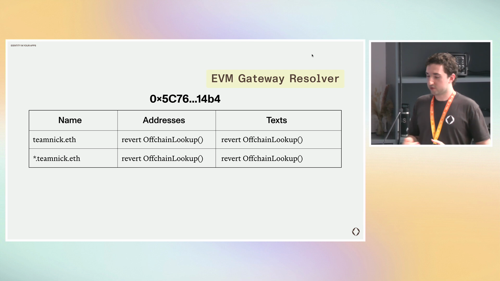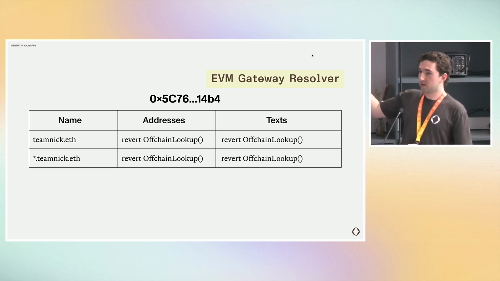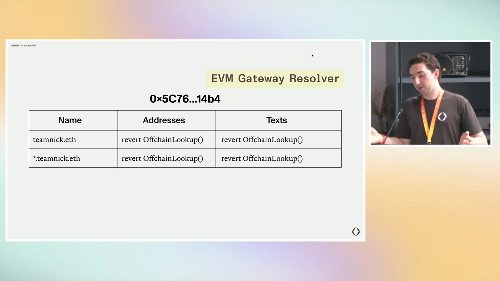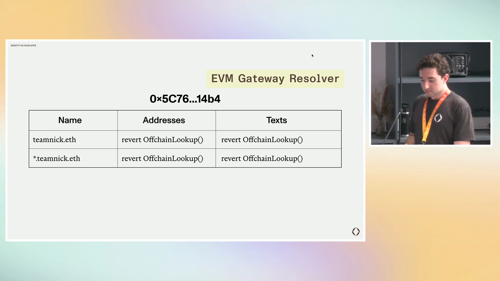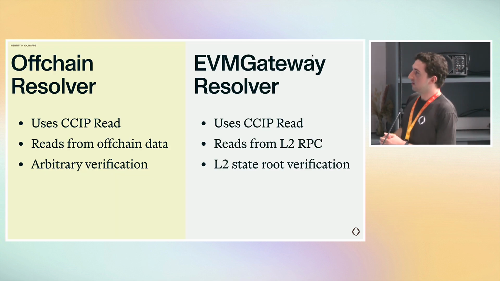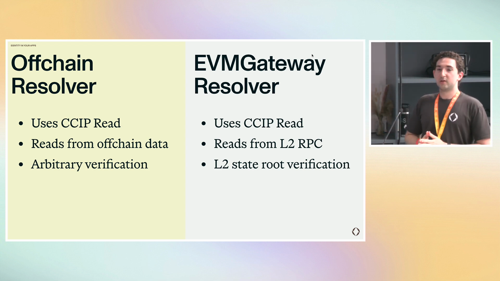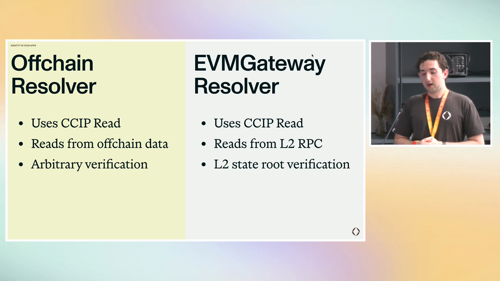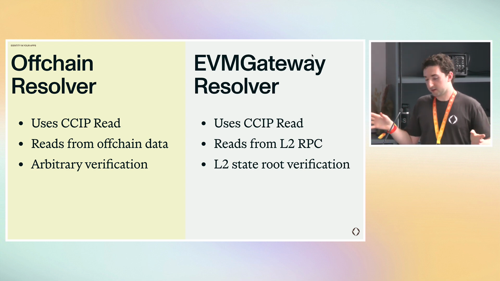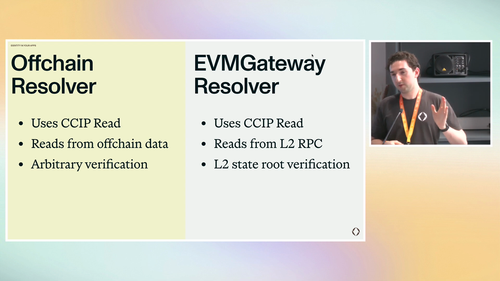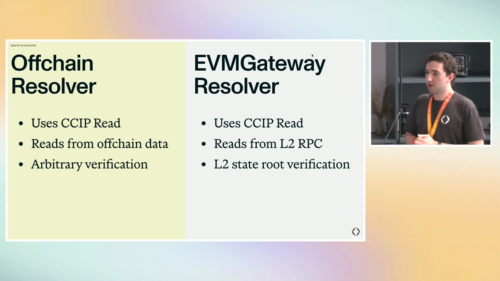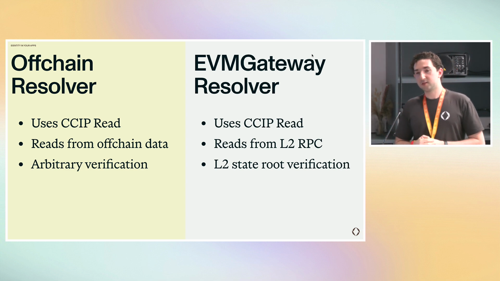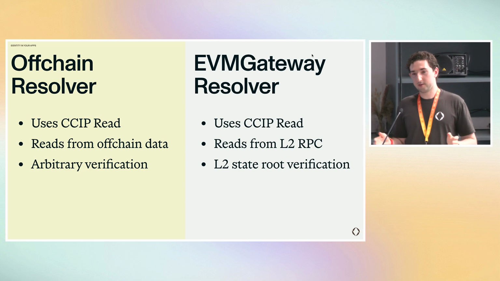Because these layer 2 resolvers are powered by something called the EVM Gateway, a library that we built, that allows you to verify layer 2 state from a layer 1 smart contract. What's actually happening here is that they both use CCIP read, so they both revert with an off-chain lookup. The difference between cb.id and teamnick.eth is that cb.id reads from an off-chain database, or really any off-chain data source, and then has a signature verification, or really any arbitrary verification, in the resolver smart contract. Whereas the EVM Gateway allows you to minimize the trust required in this process.